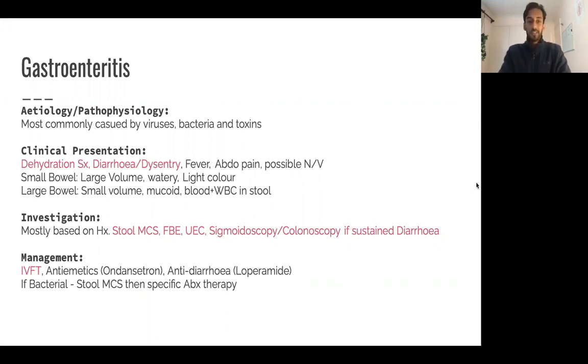Investigation wise, once again, you do your classic stool MCS. If it's a long-term presentation of diarrhea or bloody diarrhea, then definitely do a colonoscopy because it's less likely to be an infection. But in terms of management, honestly, just go hard on the IV fluids because dehydration is really bad, especially in younger kids.